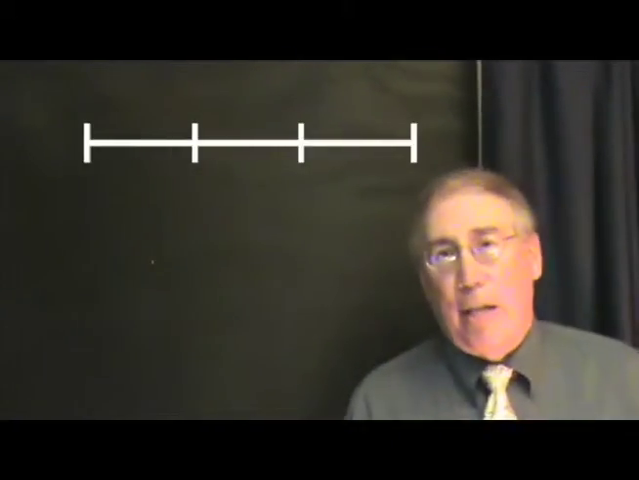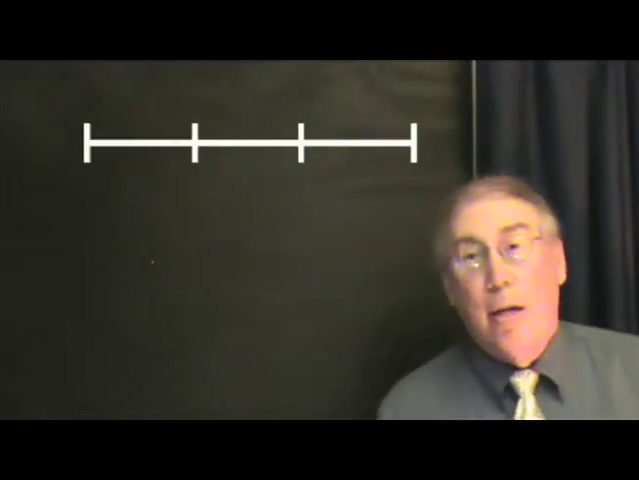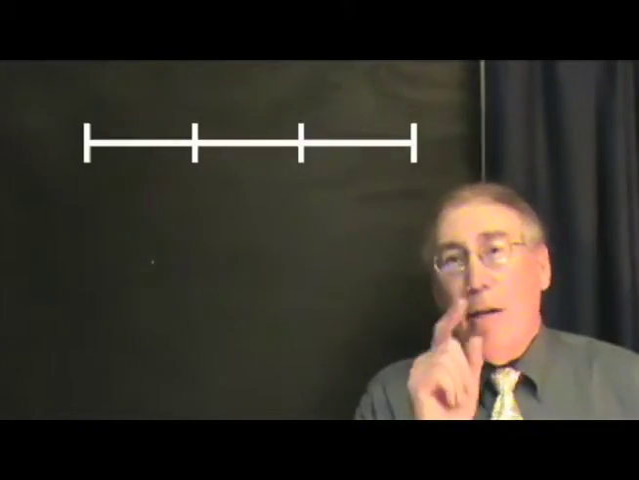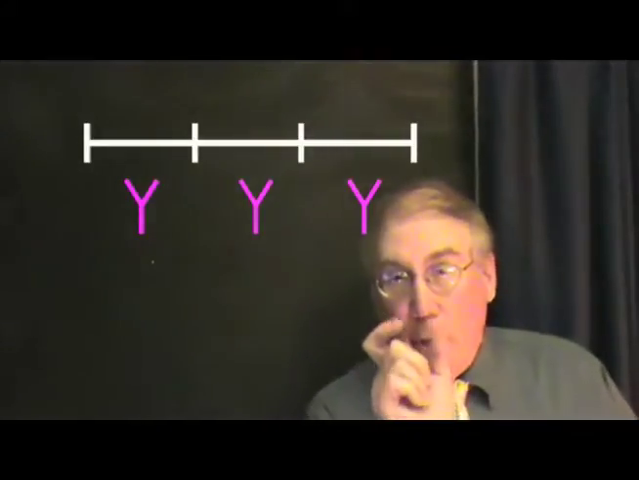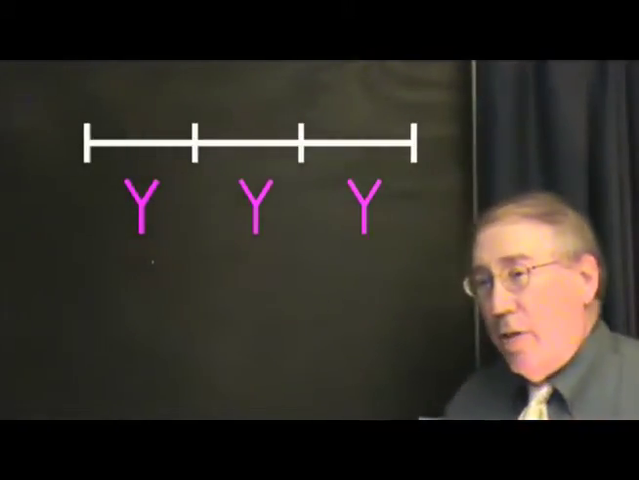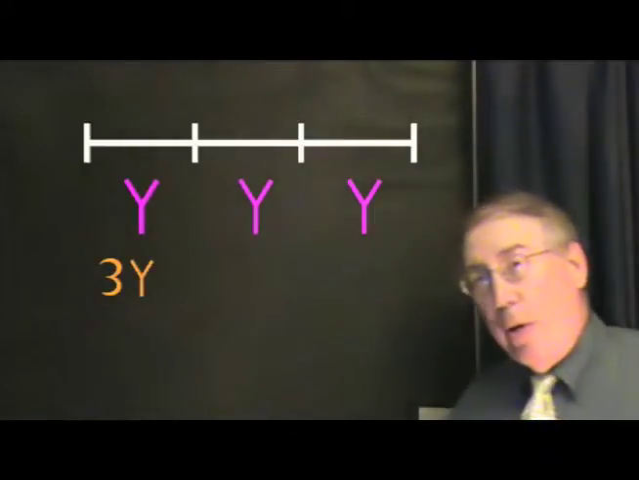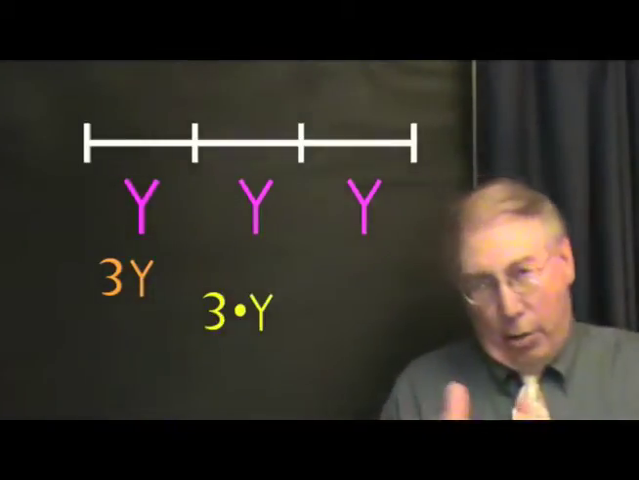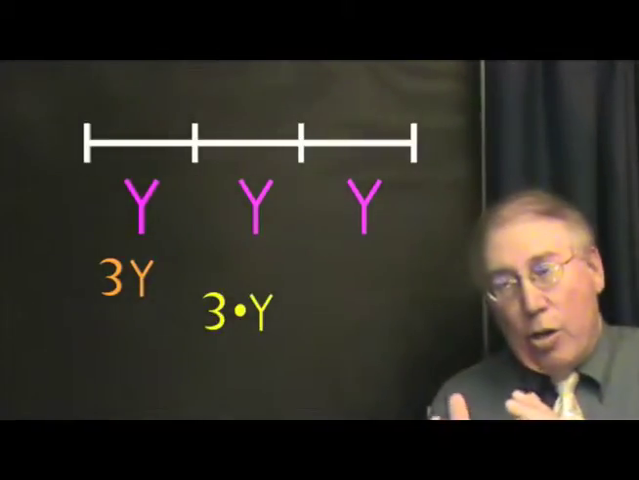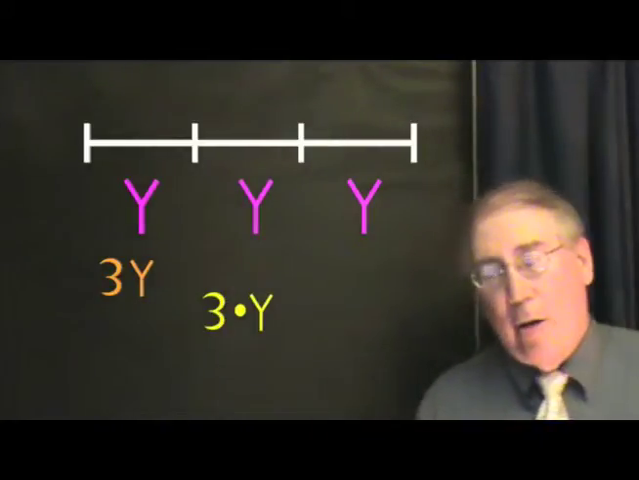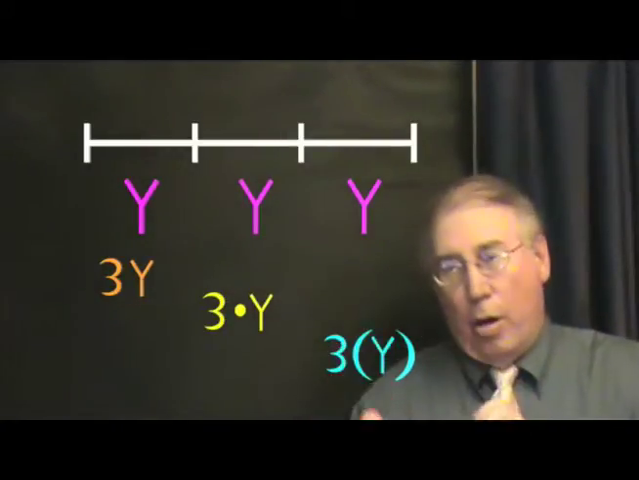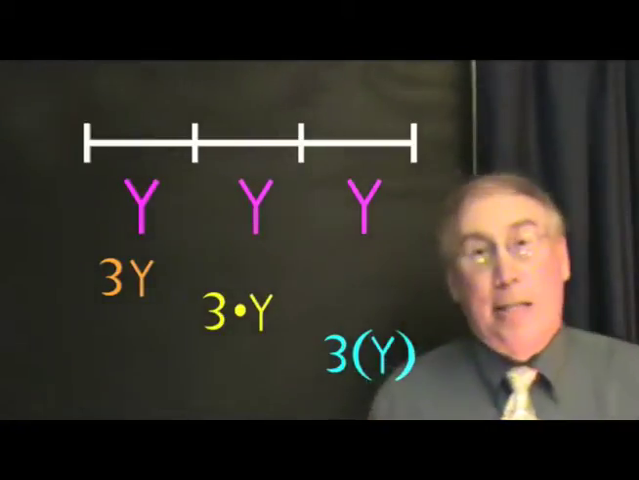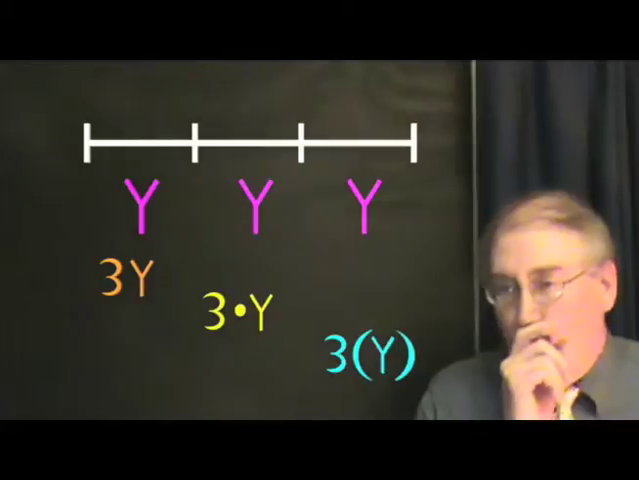Let's suppose that we have this line and it's divided up into 3 equal parts. And I'm going to let y represent the length of one of those parts. Now let's suppose that I wanted to know the whole length of this line. Well, we could represent it as 3 times y, 3 with a y beside it, or 3 with a dot and a y, or 3 with a y in parentheses beside it. Okay, so y is our variable, and it can stand for one number or more than one number.